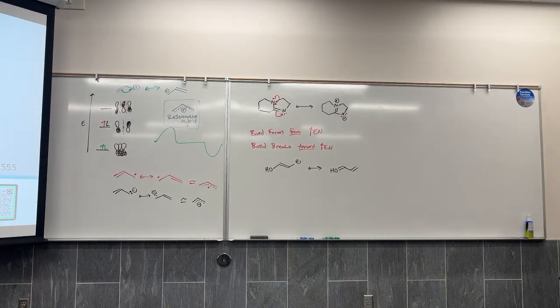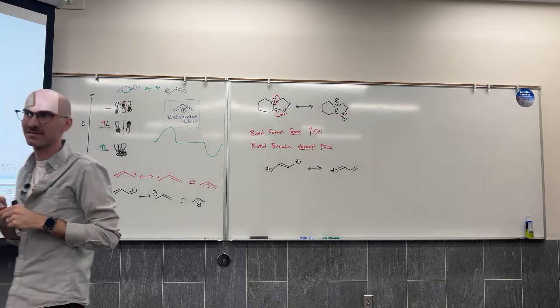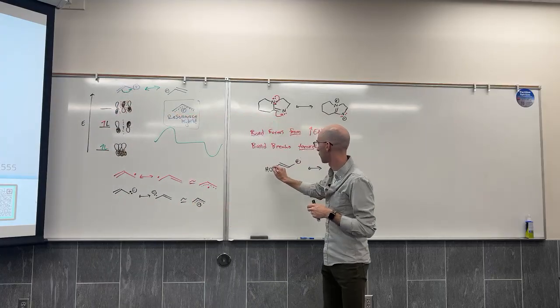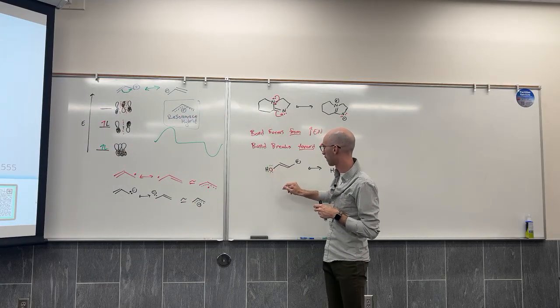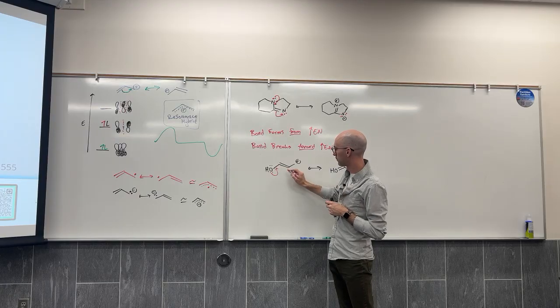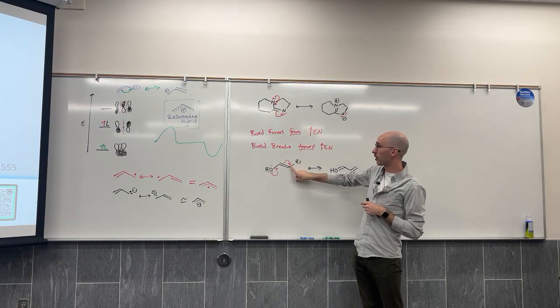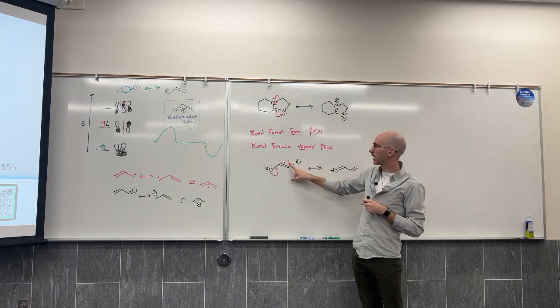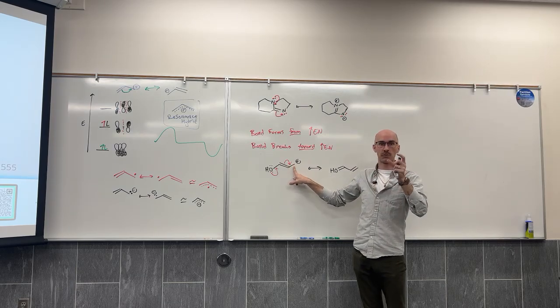Does anyone feel brave enough to describe the arrows they drew? Rowan? I drew the lone pair from the oxygen going over one bond, and then the double bond going over to the positive. Good. I could draw that arrow going to the positive. I could show that arrow going to the bonding region. Either one of them would be fine.